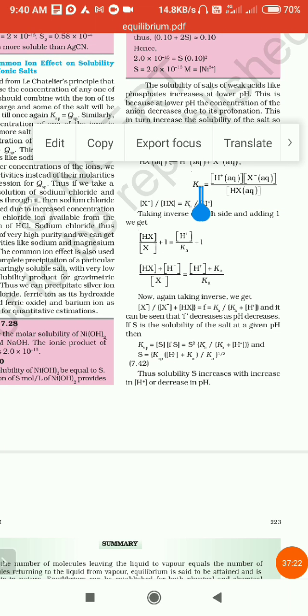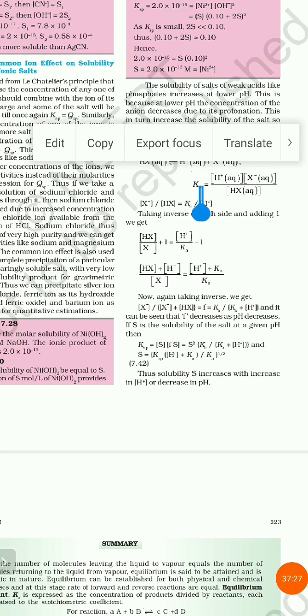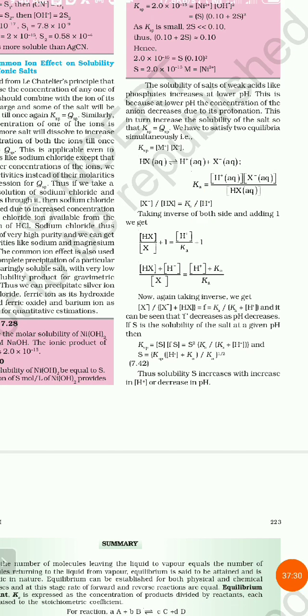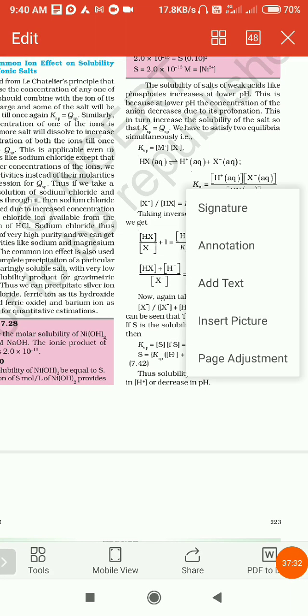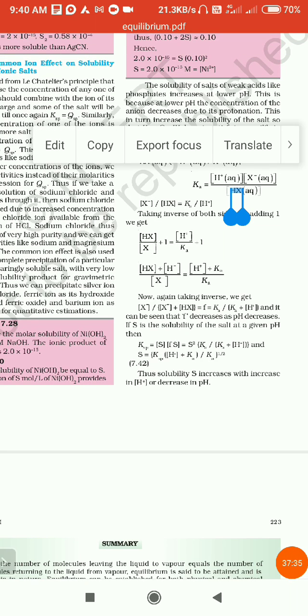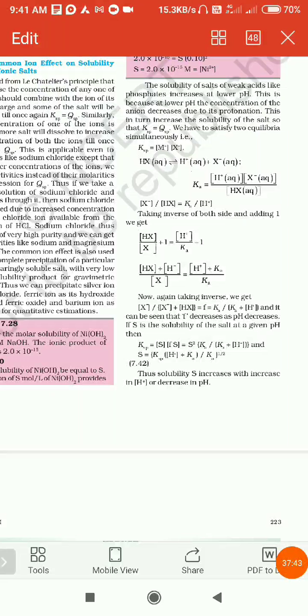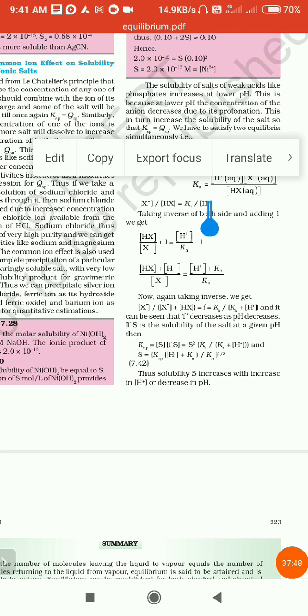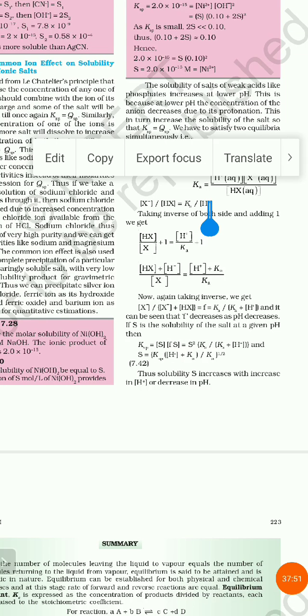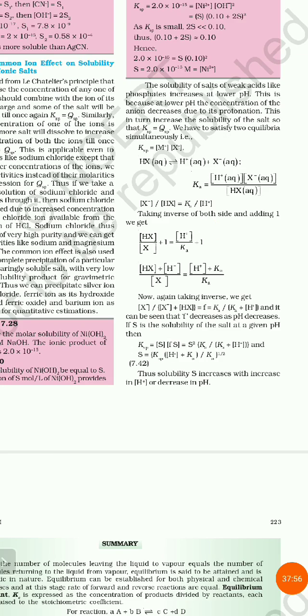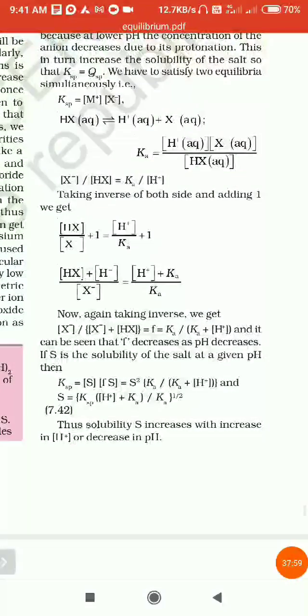Therefore, Ka is the equilibrium constant for the weak acid. Ka is equal to the concentration of products divided by the concentration of reactant, that is, the concentration of H plus into the concentration of X minus divided by the concentration of HX. Therefore, we want the concentration of H plus ion. So what you are doing there is taking the inverse of both and adding.